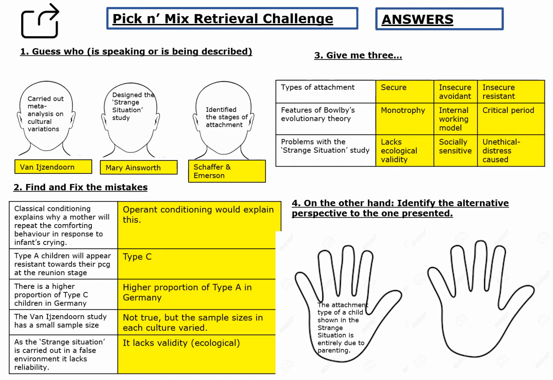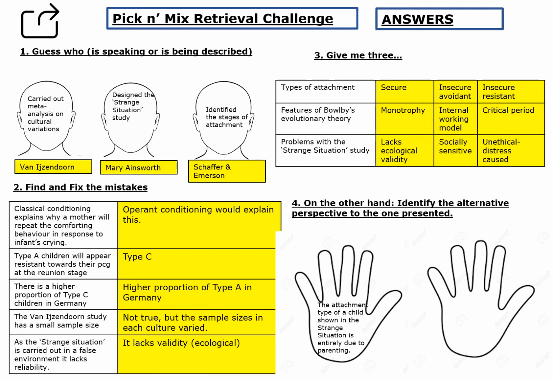You had to spot your mistakes. A couple of these I've used before, so I've purposely thrown them back in to see whether you picked up on it this time. So the first mistake: it's not classical conditioning, it would be operant conditioning. That would explain it, because that's the idea of there being reinforcement.